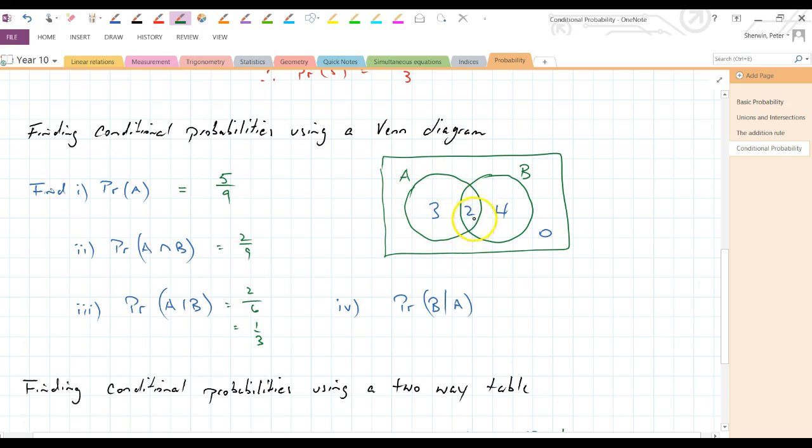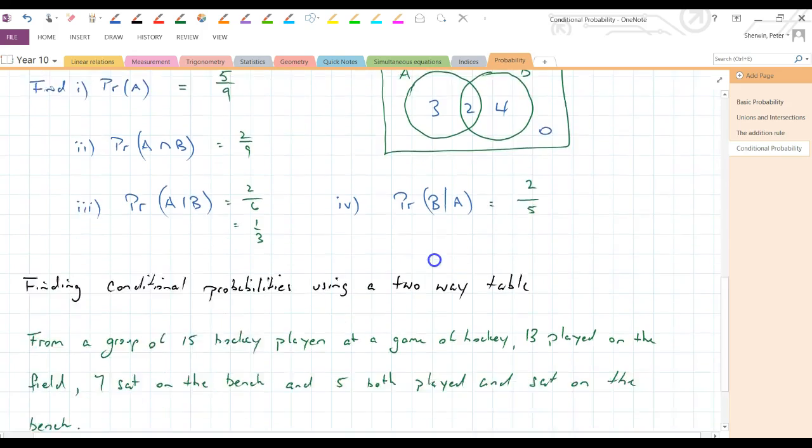Again, the sample space has changed. It's now that there, 5, which is 3 plus 2. Of that 5, B represents 2 of them. So 2/5 is our probability there. So that's conditional probability in a Venn diagram.